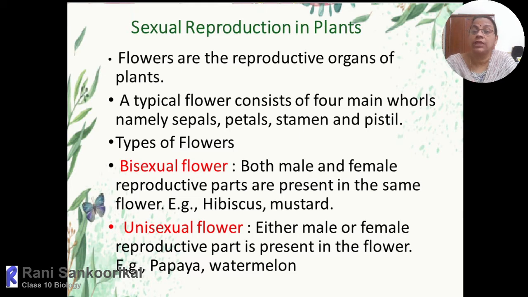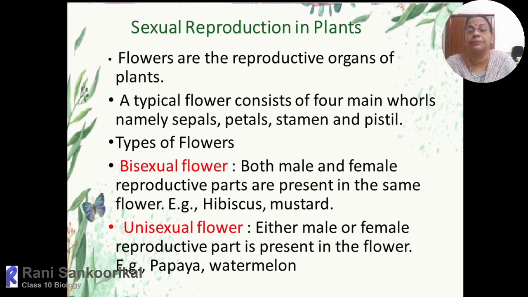So here the stamen produces the pollen grain, and the carpel or pistil will produce the egg. And here, based on the presence of sex organs, the flowers can be categorized as bisexual flower and unisexual flower. So what do you mean by bisexual flower? That is, both the male and female sex organs or reproductive parts are present in the same flower.